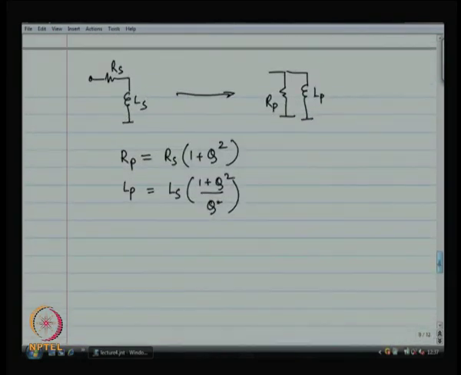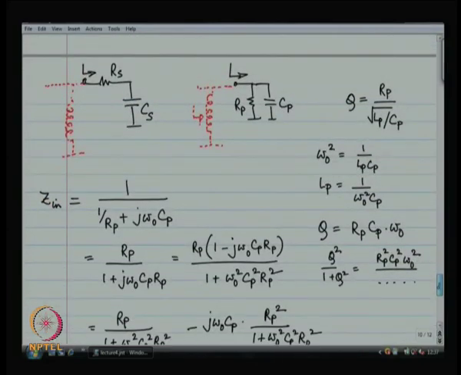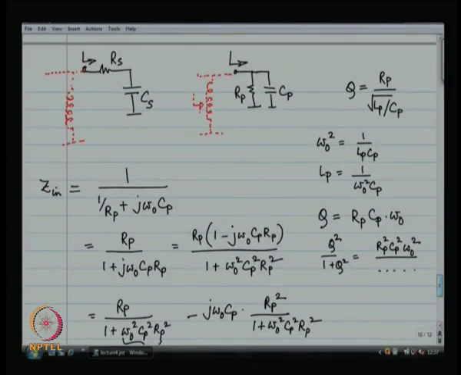We can also transform a series RC network to a parallel RC network and vice versa. Once again, the capacitance value itself remains more or less unchanged. The value of the resistance in the series RC network has to be 1 plus q squared times lesser than the value of the resistance in the parallel RC network.